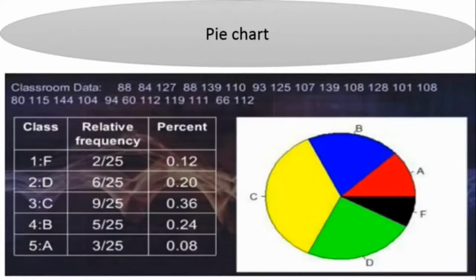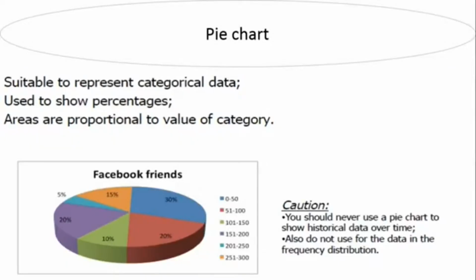That's the pie chart. A pie chart is suitable to represent categorical data, used to show percentages, where areas are proportional to the value of each category. As I told you very early in this tutorial, that's the case of the Facebook friends that I showed you, and you can make a pie chart presentation of this situation.